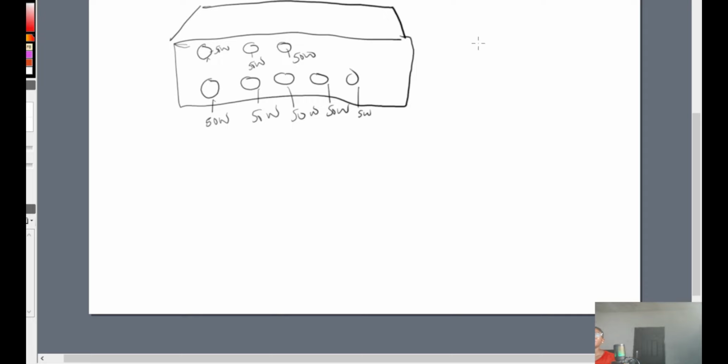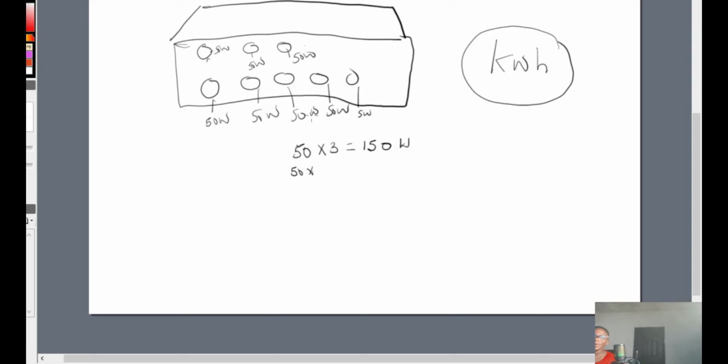So now don't forget to get the energy. It's just kilowatt hour. So to know the energy dissipated, the energy used is the kilowatt hour. So this one was 3, so you have to multiply and then add them together. You have 50 multiplied by 3, which is equal to 150 watts, because each of them was 50 watts. Then the new ones he bought is 50 multiplied by 5, and that's 250 watts.